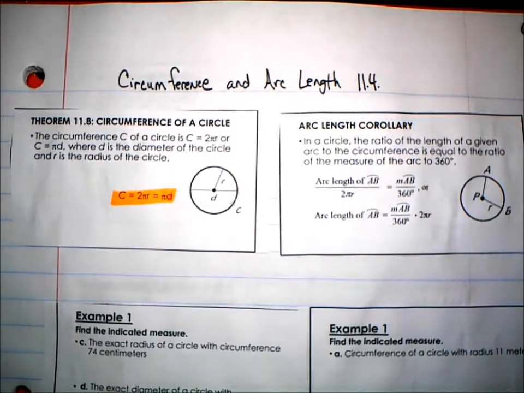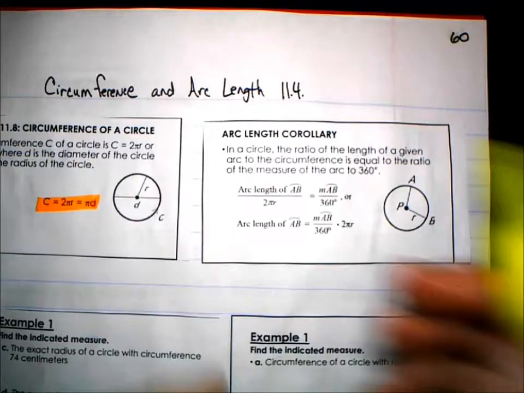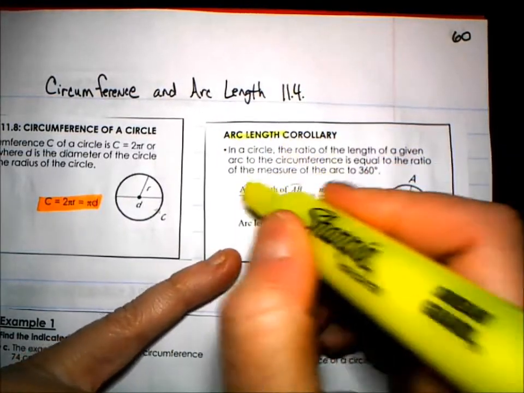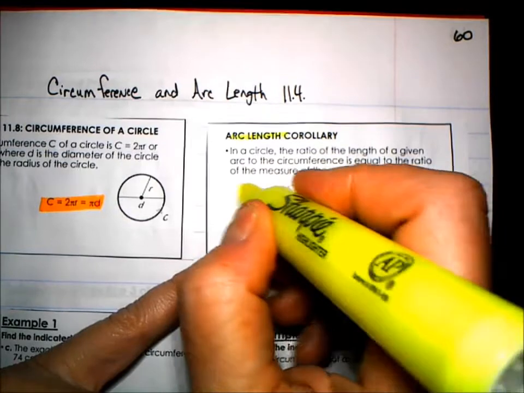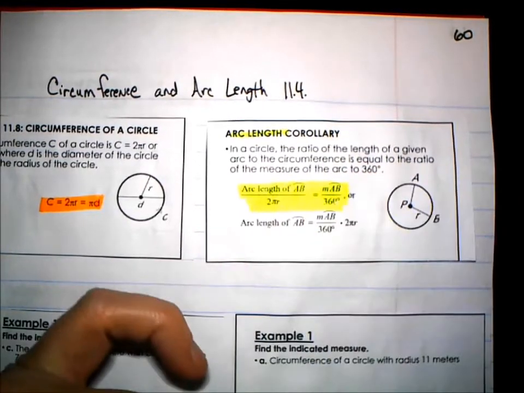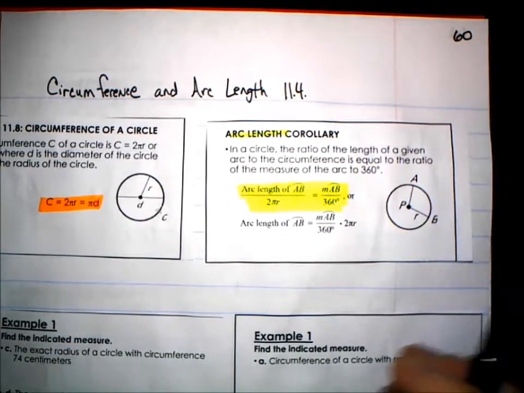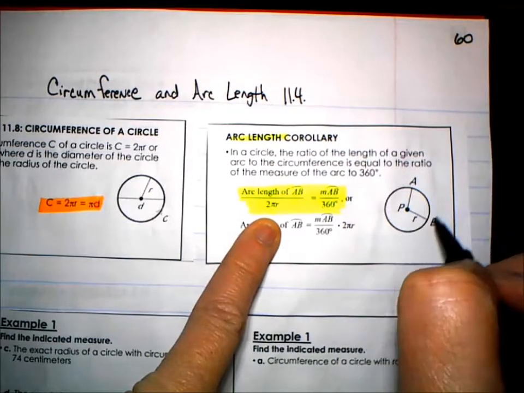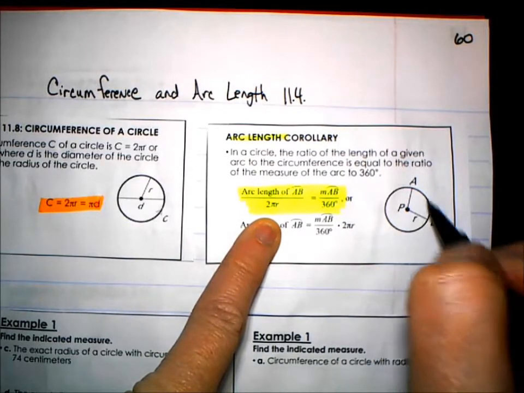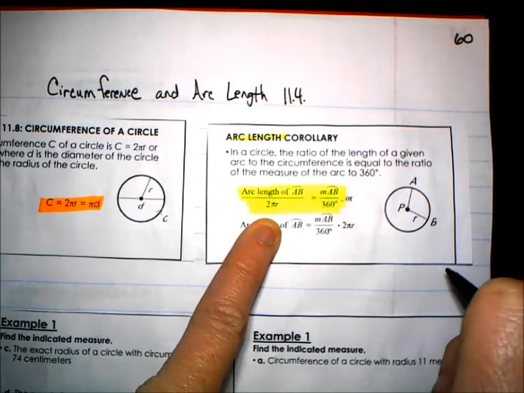And then you have a more important formula you really got to know, which is for arc length. I'm going to be using this first one over and over so you can see the proportion that's being created. But arc length is actually how long this arc actually is. It's not the degree measure anymore.